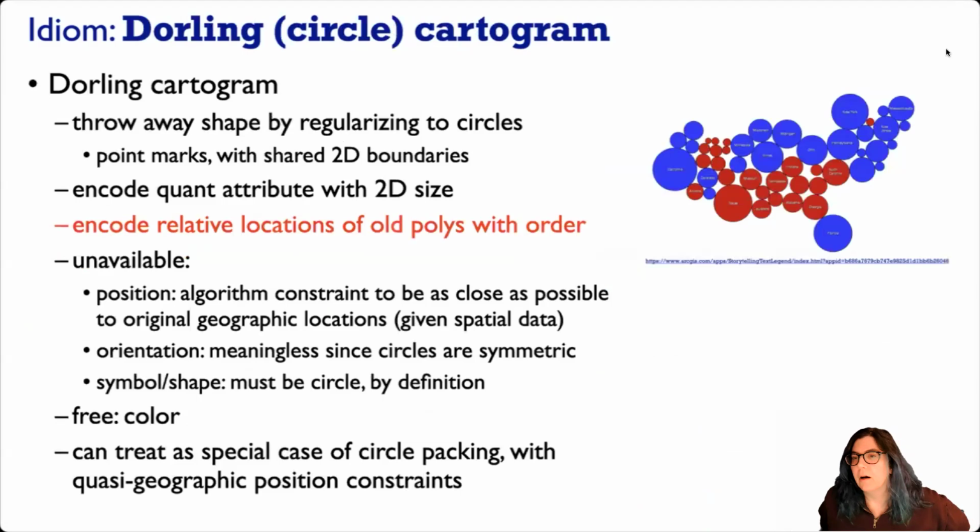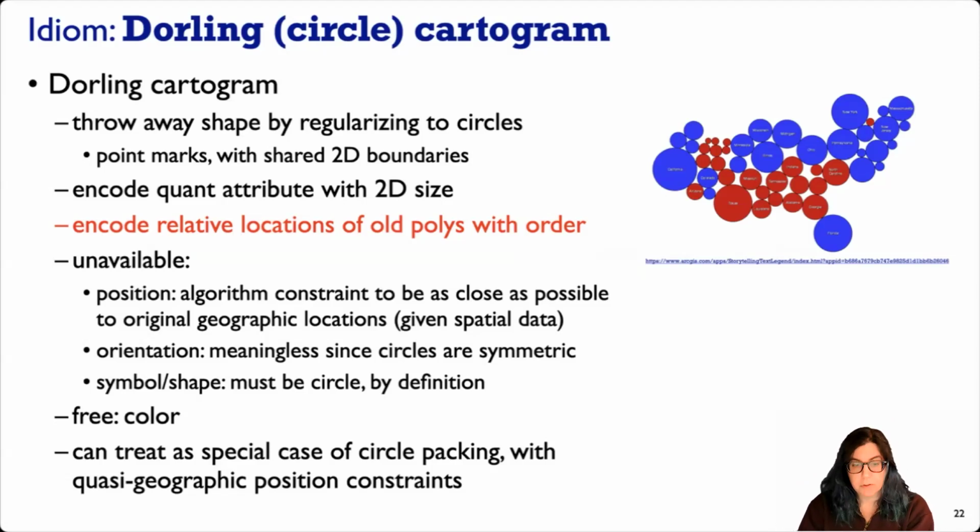Well, what else could we do? A so-called Dorling cartogram or a circle cartogram is where you actually throw away the complexities of the shape. You regularize each shape, each region down to just a circle. So these are now point marks. They have shared 2D boundaries, but we're basically now doing essentially a circle packing. So we want to encode that quantitative attribute with two-dimensional size, and we're trying to encode the relative location. We still want California on the left and Florida down below and New York up top. So those relative locations, that is, the order, you're preserving that.